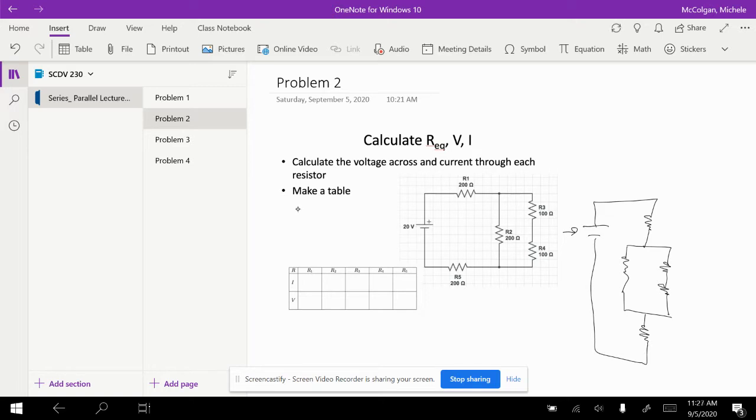So this is going to be R1, 200. This is R2, and this is 200. This is R3, equals 100 ohms, and this is R4, 100 ohms, and R5 is 200 ohms.